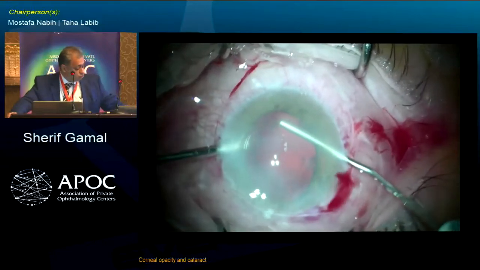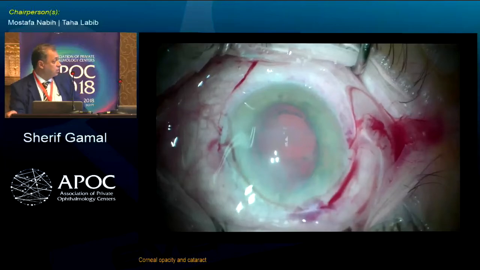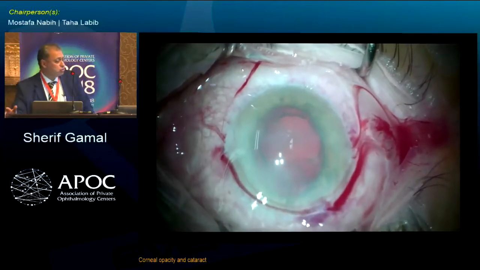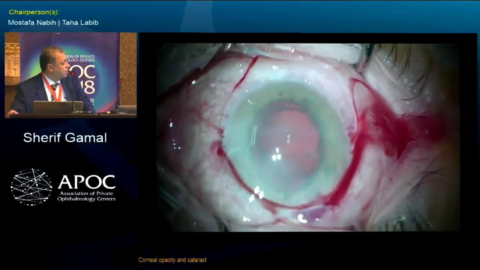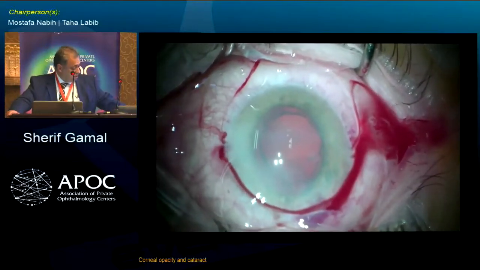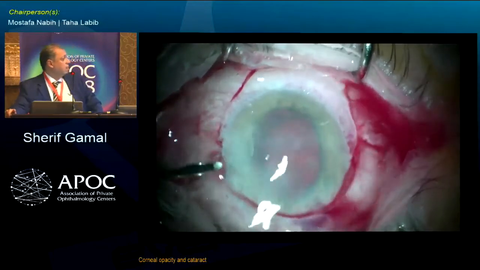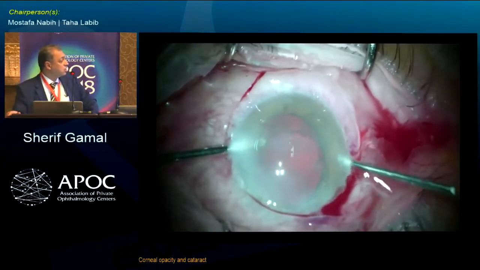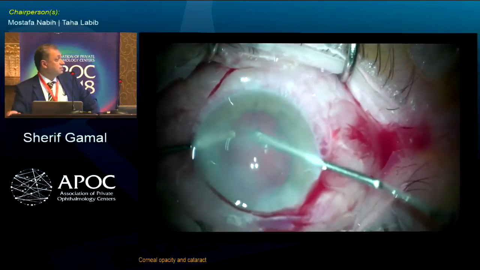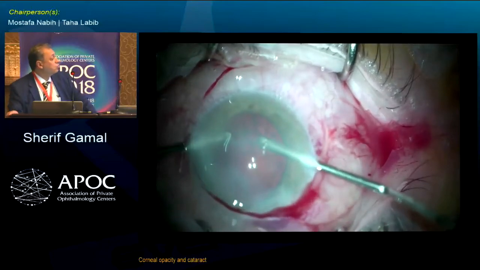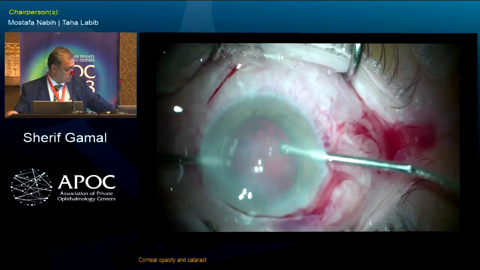And finally, after you do your irrigation and take your time doing the irrigation, you can implant your intraocular lens, which usually requires no additional skill as any other cataract surgery. I'm going to show the next video of a more serious case and a more dense corneal opacity, in which I'm going to change my tactics as I realized that doing phacoemulsification is not going to be possible in such a case.